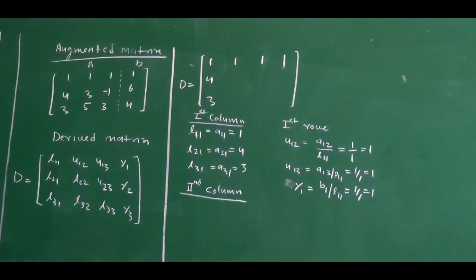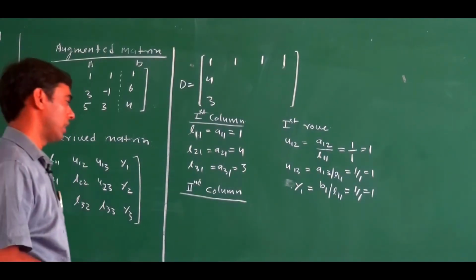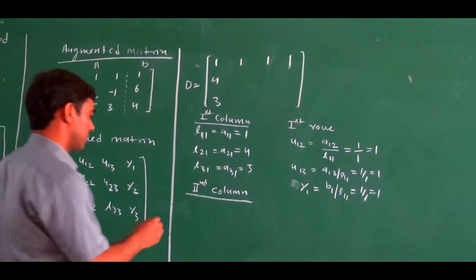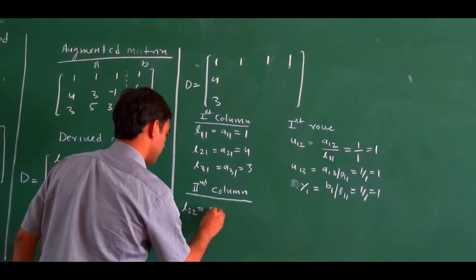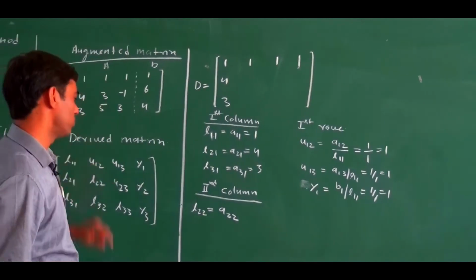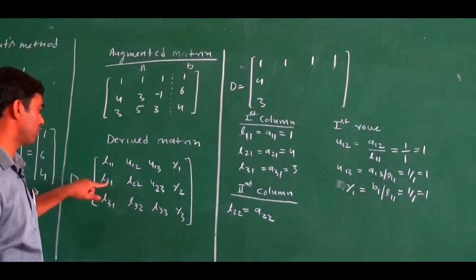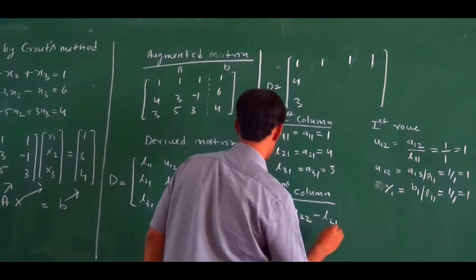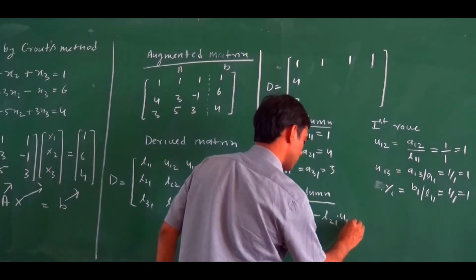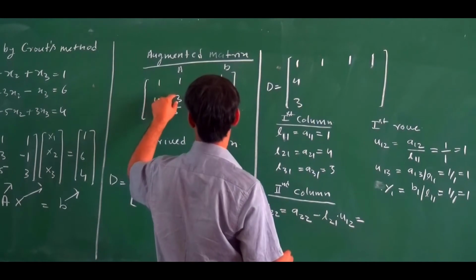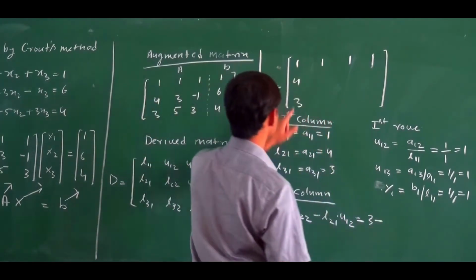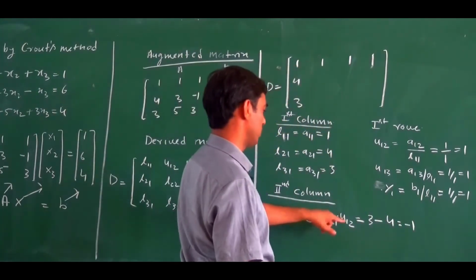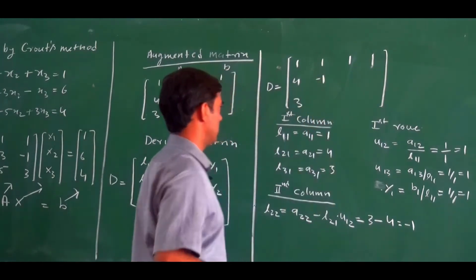So how do we find the value of L22? As we described in a previous lecture, L22 is the element at the corresponding position, A22, minus the inner product. Inner product means L21 into U12. A22 is 3, so 3 minus 4 into 1, and this is minus 1.